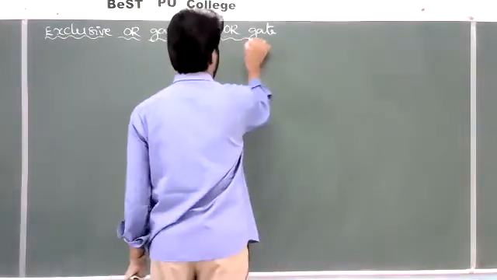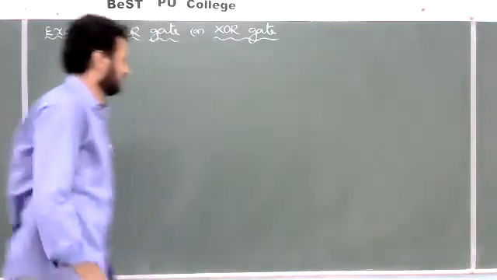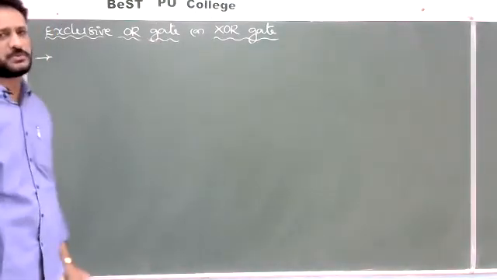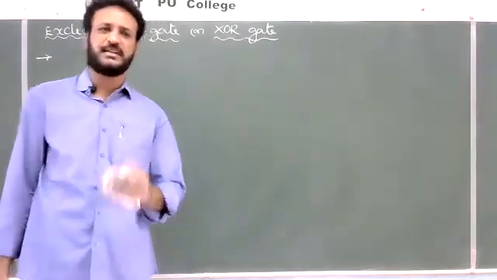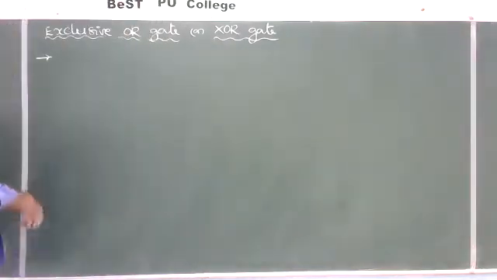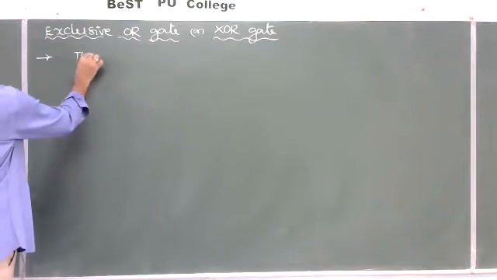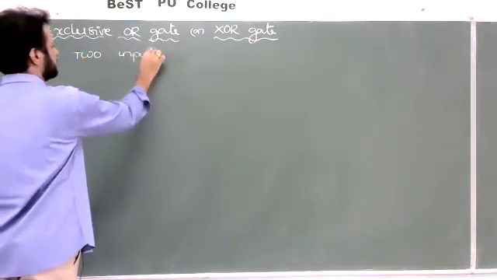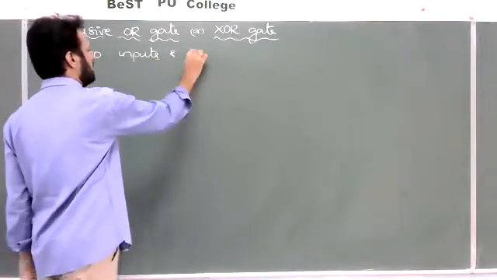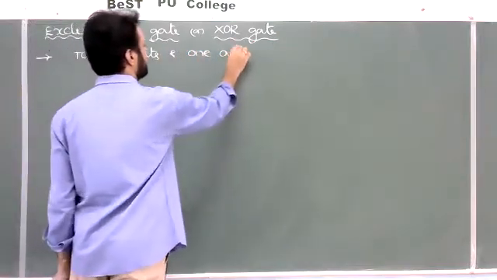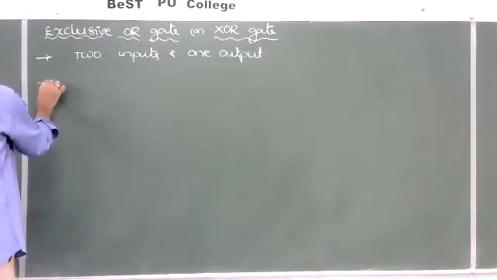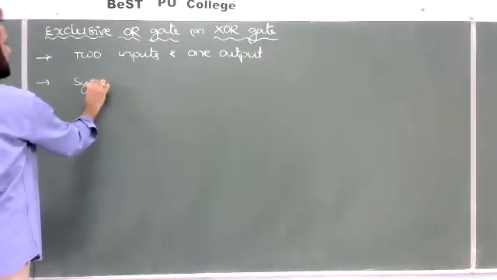Exclusive OR gate or XOR gate also has 2 inputs and 1 output. It has 2 inputs and only 1 output. I'll give the symbol of the XOR gate or exclusive OR gate.